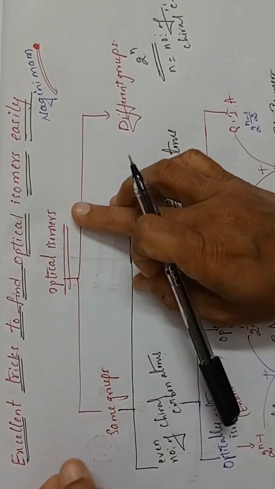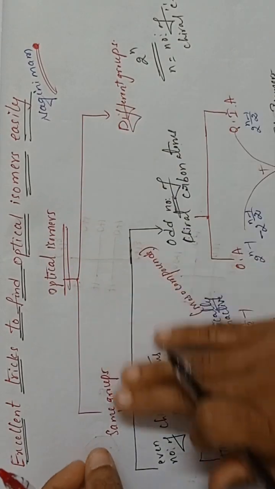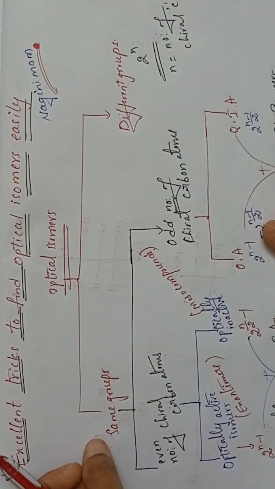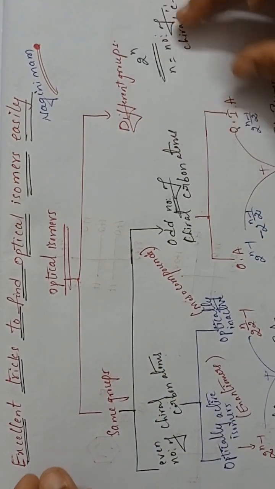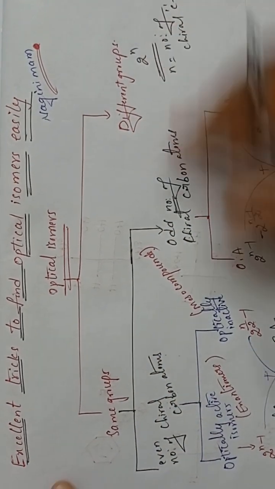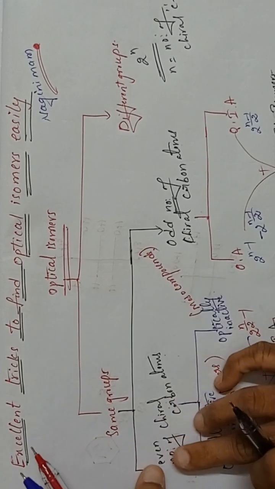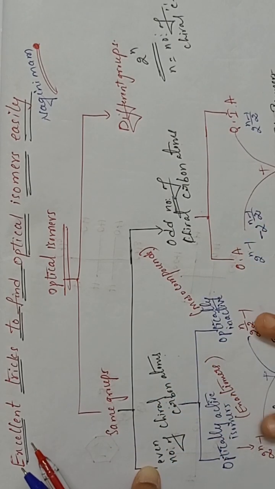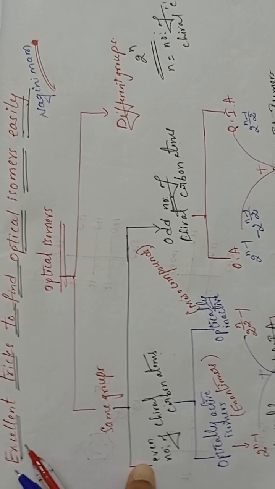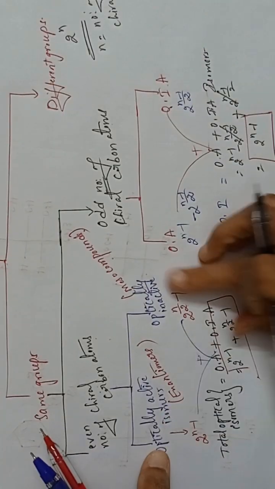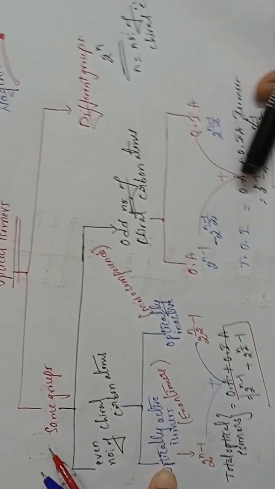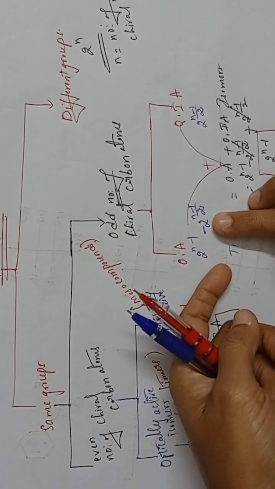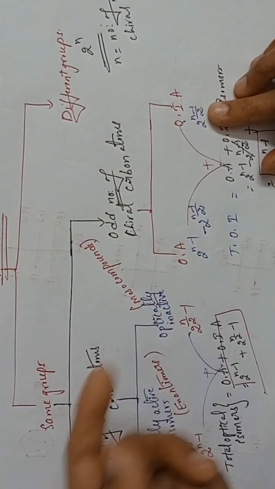To calculate optical isomers, if same groups are there in the given compound, we have to use different formulas. If different groups are there, this is the formula. In same groups, if an even number of chiral carbon atoms are there, there are optically active and optically inactive formulas. Total optical isomers means we should add optically active and optically inactive. If an odd number of chiral carbon atoms are there, optically active has this formula, optically inactive has this formula.